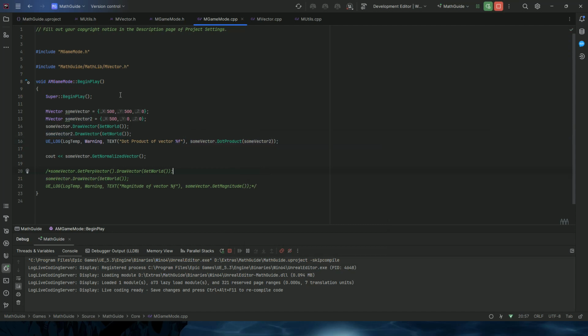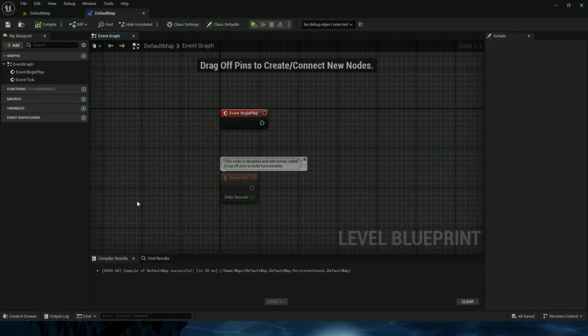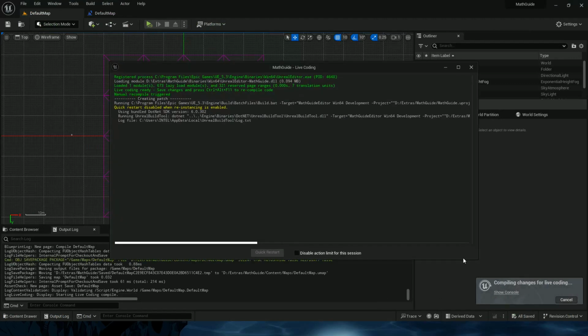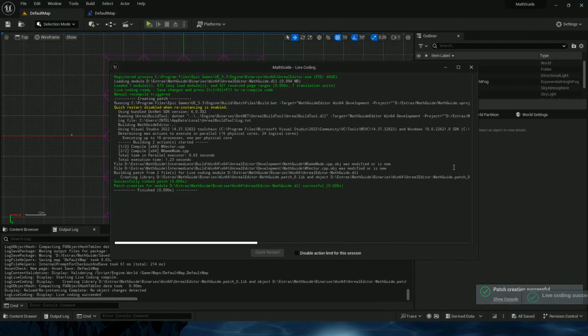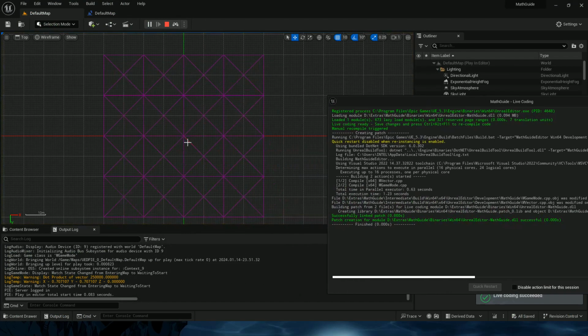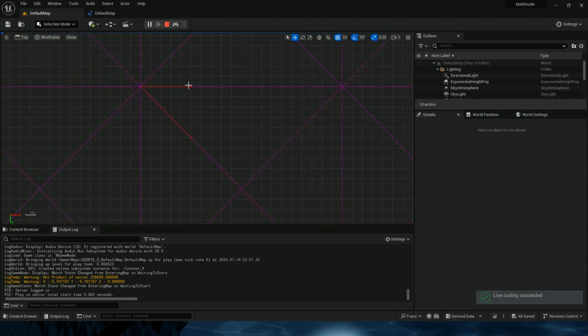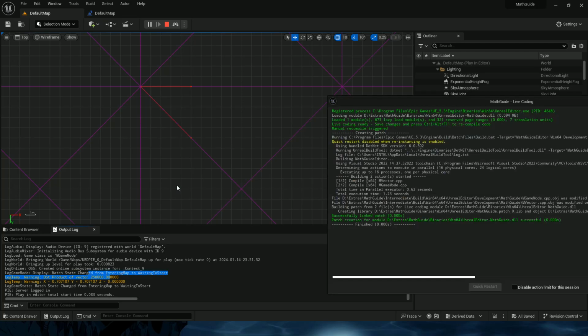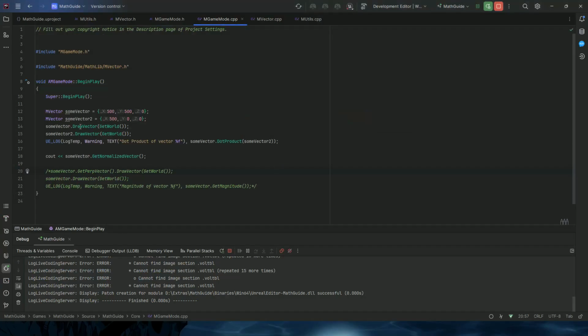So let me check if it is working or not. Yes, so let's try. Let me compile. Let's play. So you can see these two vectors. The angle between these two is less than 90 degree. That means the value should be between 0 and 1. But you can see the dot product is way more, right? The reason being we haven't normalized them.